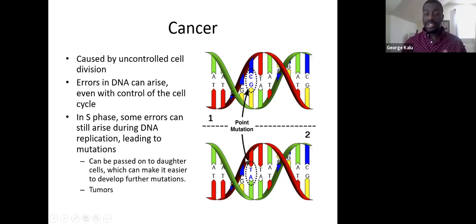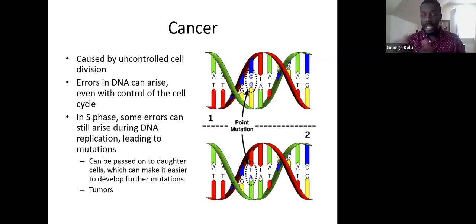So mutations can develop even when the cell cycle is controlled properly. The difference is whether that error gets caught. If the error gets caught, the mutation gets fixed, everything is good to go. If that mutation doesn't get caught, then the cell can continue to replicate and pass on that mutation to the future generations of cells, the next daughter cells. And when you have a mutation in your DNA that gets passed on to the daughter cells, it now becomes easier to develop further mutations.